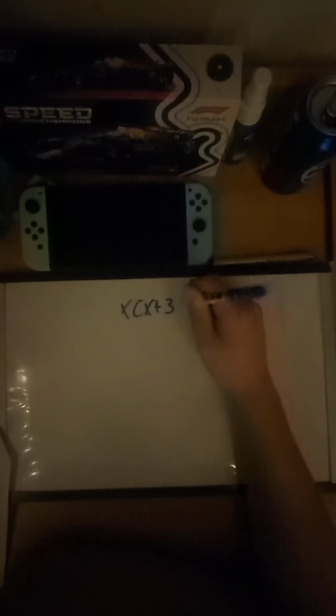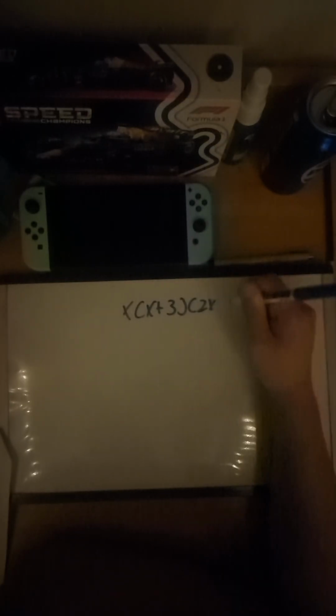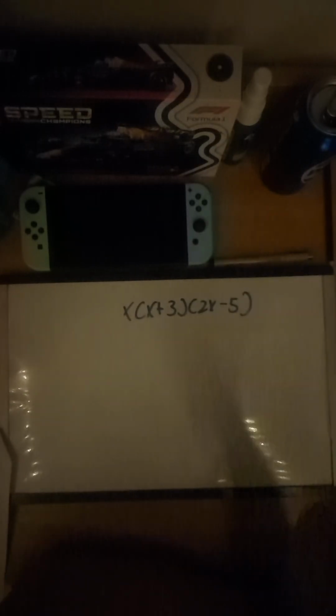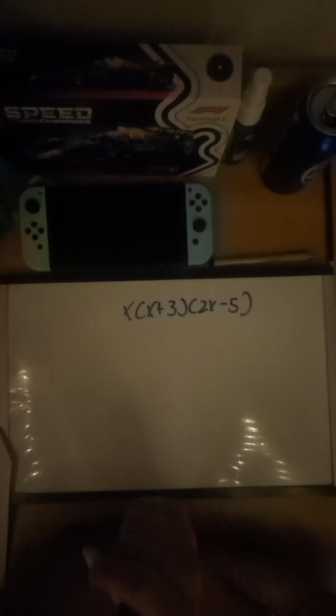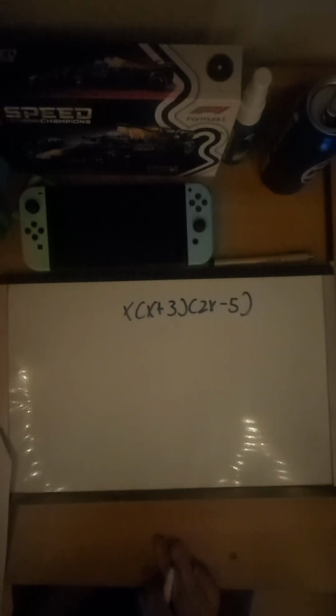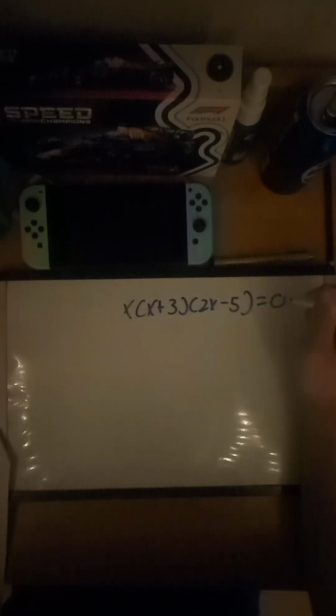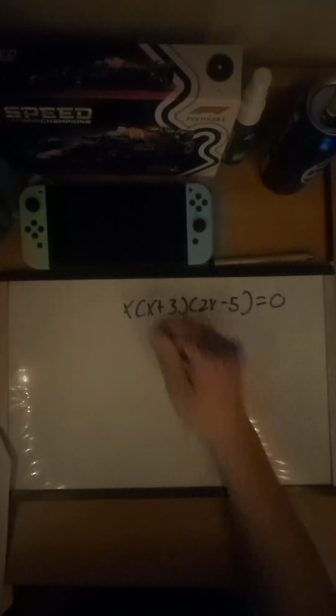Alrighty, this is exam 3, question 6, A, B, and C. We're asked to use an algebraic technique to solve the given equation. First for A, x times (x plus 3) times (2x minus 5). This is already in factored form, so we don't have to do anything else to this. We can go ahead and just apply this to 0. It all equals 0. So we can actually go ahead and do that right now.